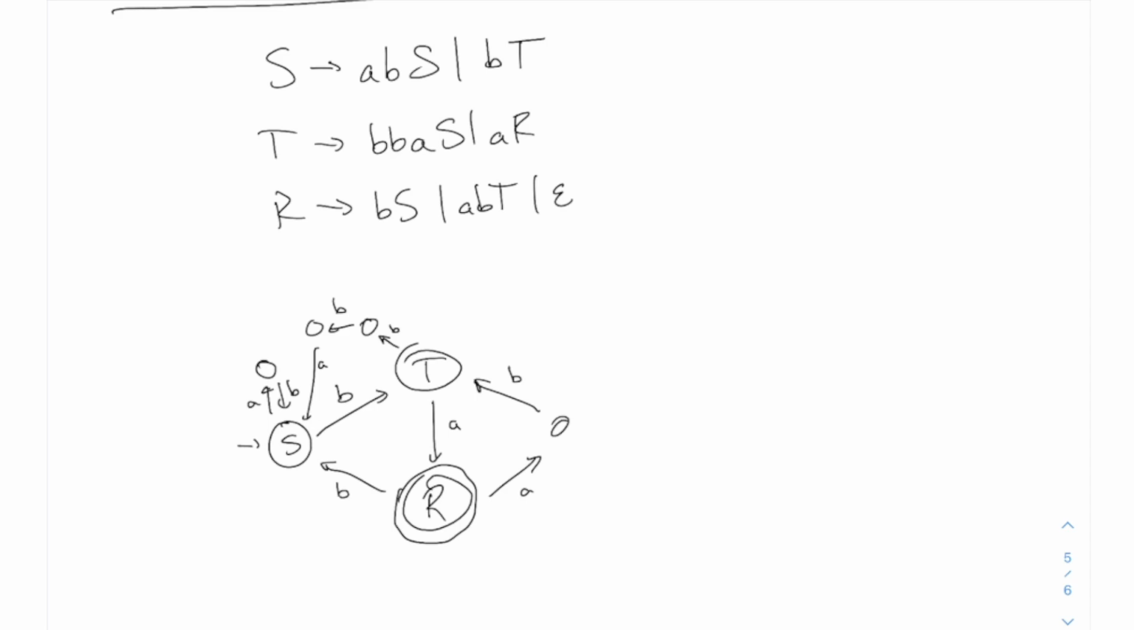It's a little confused in there, but you have basically S, T, and R, and then S goes to ABS. I made this little loop here with another state. S goes to BT is just that arrow. T goes to BBAS. I had to make this little sort of detour here, BBA, and end up at S. All right. T goes to AR is this arrow. R goes to BS is that one. R goes to ABT is these two guys right here, or epsilon means R is accepting. Right? I hope you agree.